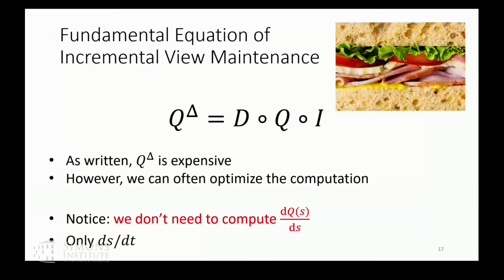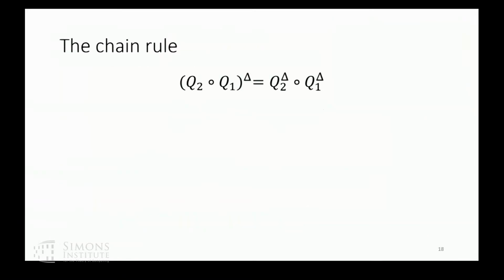Notice that we have no idea what this query does. This definition works for any query. So it's a very powerful definition. Okay, now there are two properties that make this very useful. The first one is that if you have a chain of queries and you want to compute the incremental version, you can just incrementalize each of them.